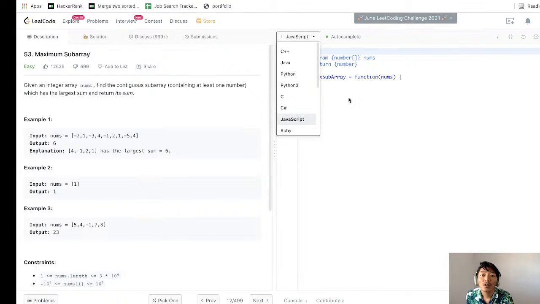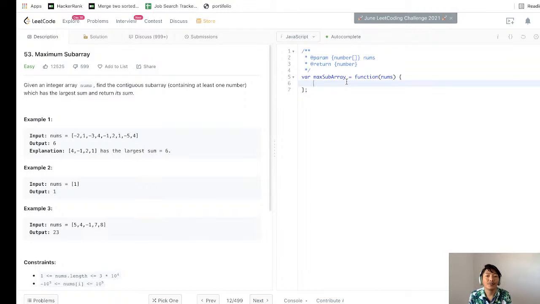So I'm going to code in JavaScript, and they are asking us, given an integer array nums, to find the contiguous subarray containing at least one number which has the largest sum.